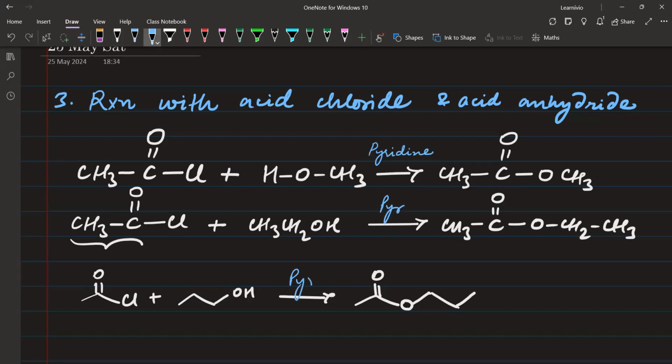By the way, one more thing is always present, that is HCl. I hope you can see that. Here also you will get HCl and here also you will get HCl. Okay, so these are the reactions with acid chloride, and specifically speaking, acetyl chloride.